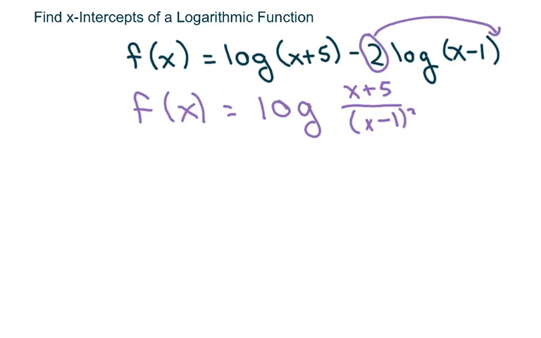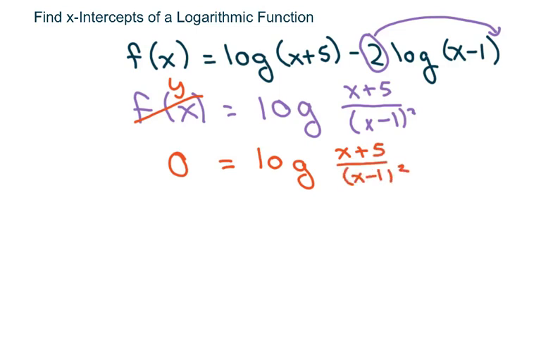Now, you know on x-intercepts on the graph, that means y is 0. So if this was your y, we're going to let that be 0 equals log of x plus 5 over x minus 1 squared.